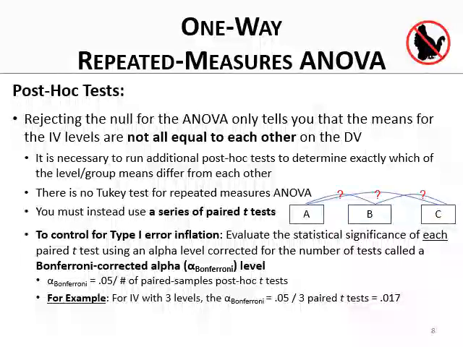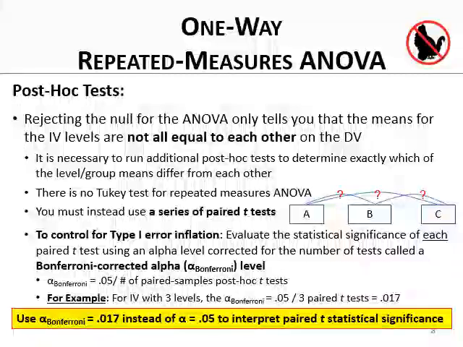But here's an example here. So if you've got an IV with 3 levels and you're going to do these paired t-tests because the ANOVA was significant, you've got 0.05 divided by 3, you'd be using 0.017. So the sig would have to be less than 0.017 for you to say, yes, these two groups differ from each other on the DV. So in that way, you maintain a 0.05 alpha level. So you will use alpha of 0.017 on our problem that we're about to do instead of 0.05 to interpret the paired t statistical significance when you got 3 groups.